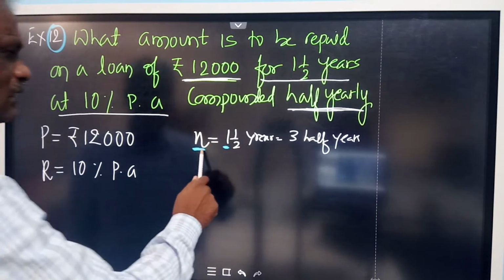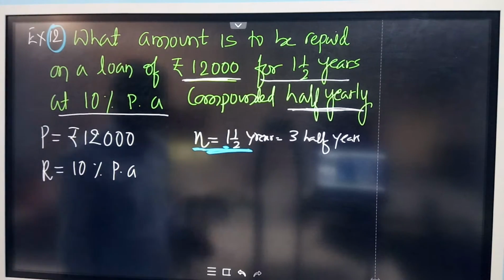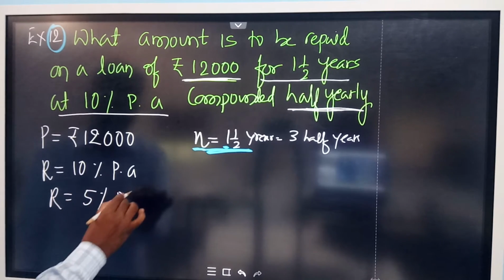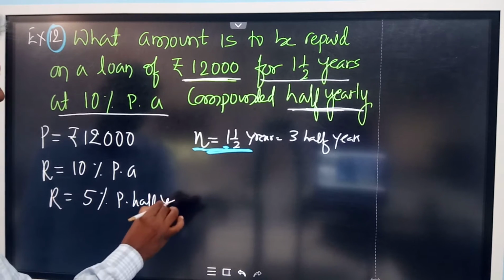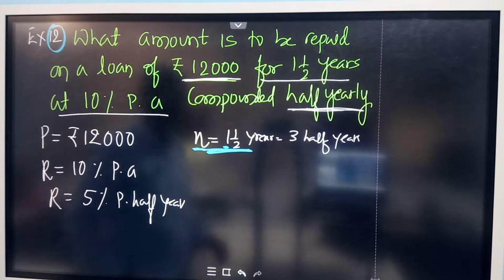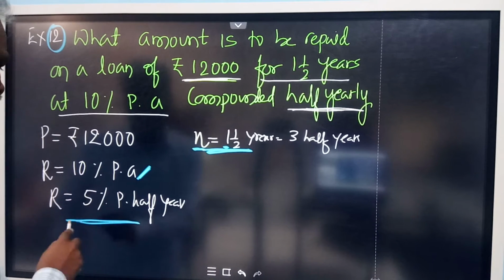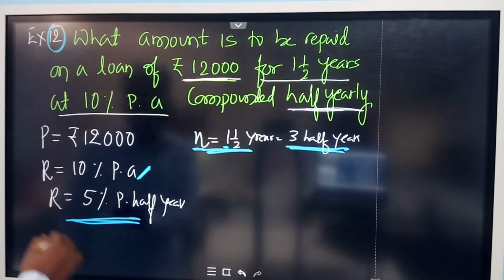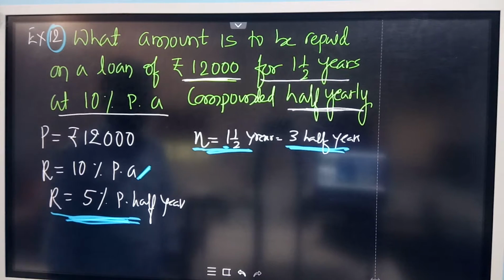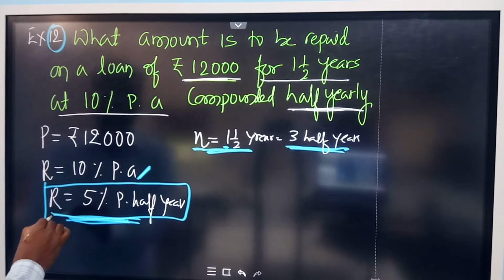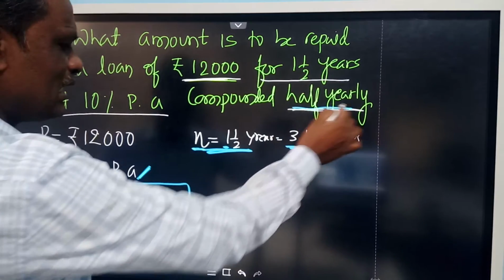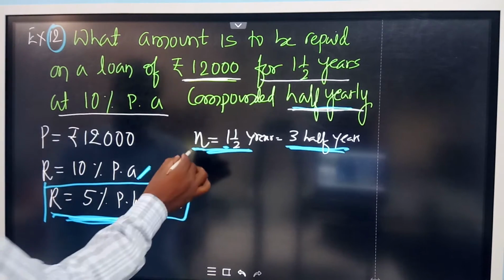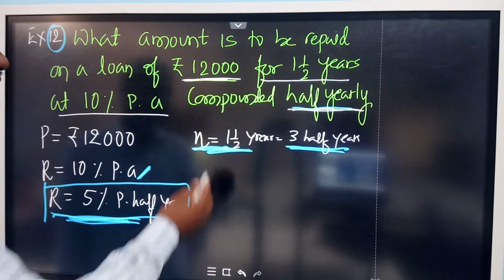When you take half yearly calculation, as I told you in the beginning, the rate of interest changes. So 5% per half year. You have to divide it by 2, so it changes to 5% now. So here n changes to 3 half years, and the rate of interest changes to 5% per half year. This is very important to keep in mind. When it is a half yearly calculation, the rate of interest should be divided by 2, and also the number of years becomes 3 half years.